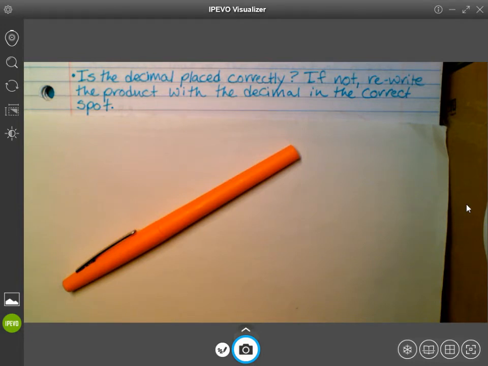So if you're done writing the directions, I want you to read them so that you understand what we're doing. Now, sometimes if you're copying down notes, you don't always understand what you're writing. So once you have them written down, read the directions so that you understand what we're doing.